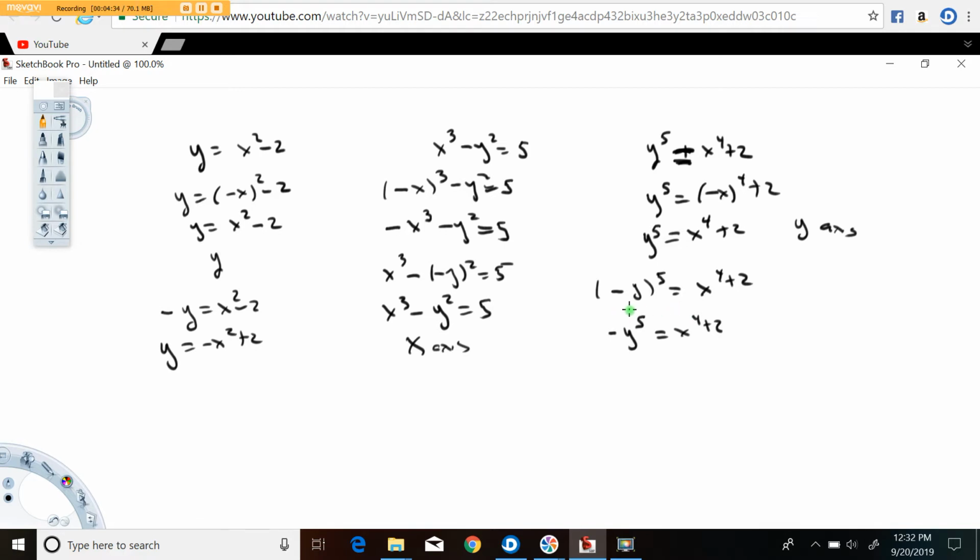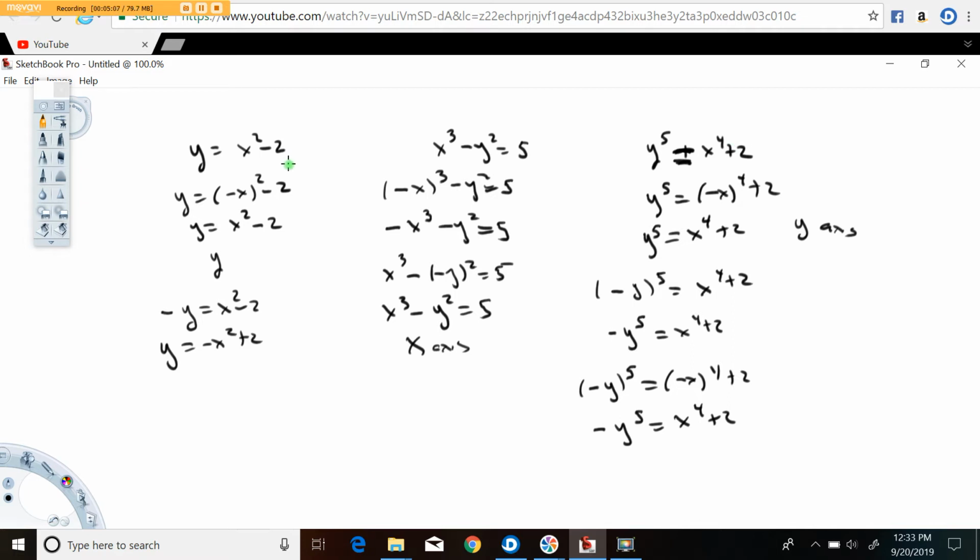involved with this. And if we change both x and y, this is going to read minus y to the 5th equals minus x to the 4th plus 2. And by the time we apply the powers here, this minus sign is going to end up negative. That's going to end up with negative y to the 5th equals, this will become positive x to the 4th plus 2. This is not the same as the original equation, so no symmetry involved with that. So these are just meant to be examples of how to test for symmetry.